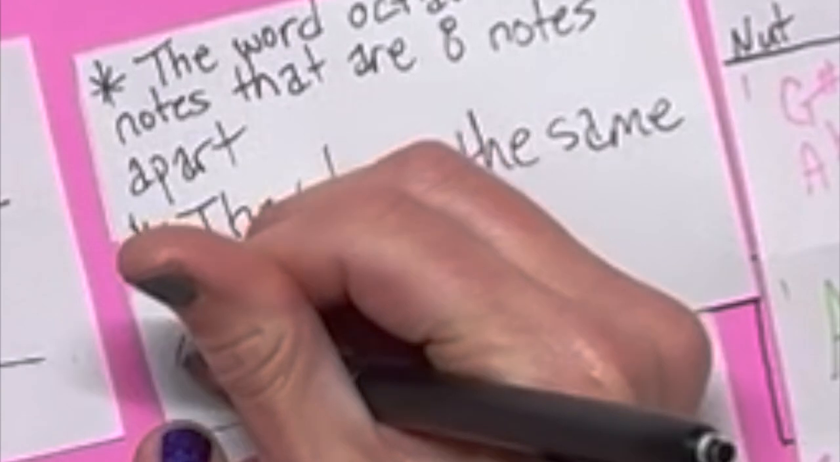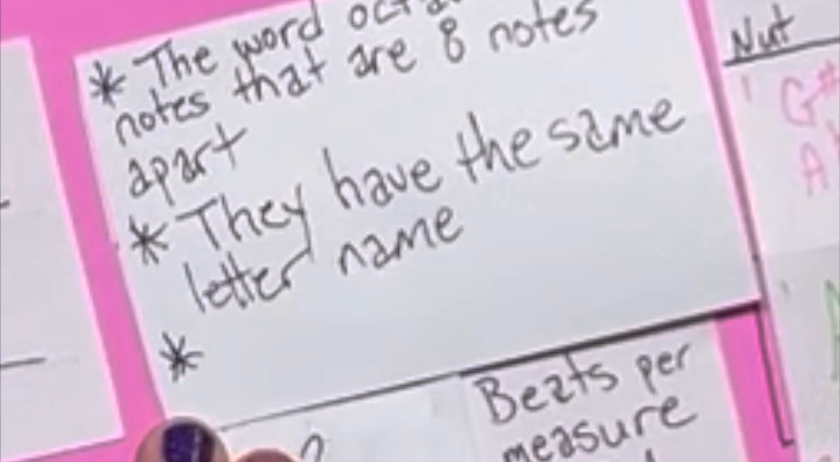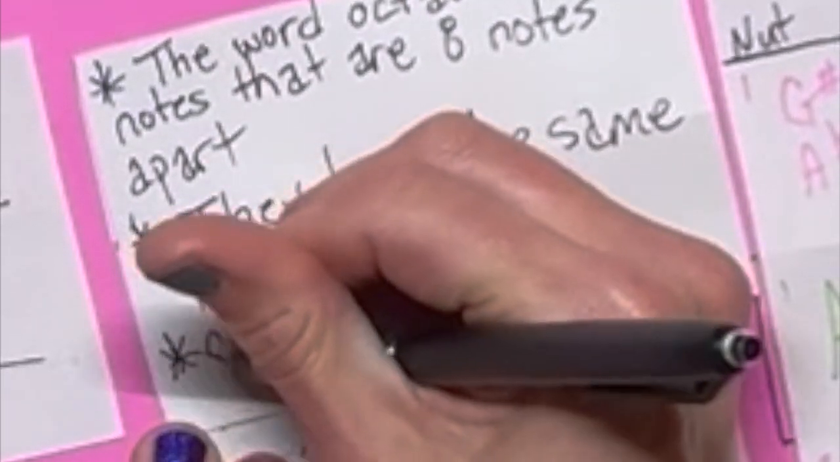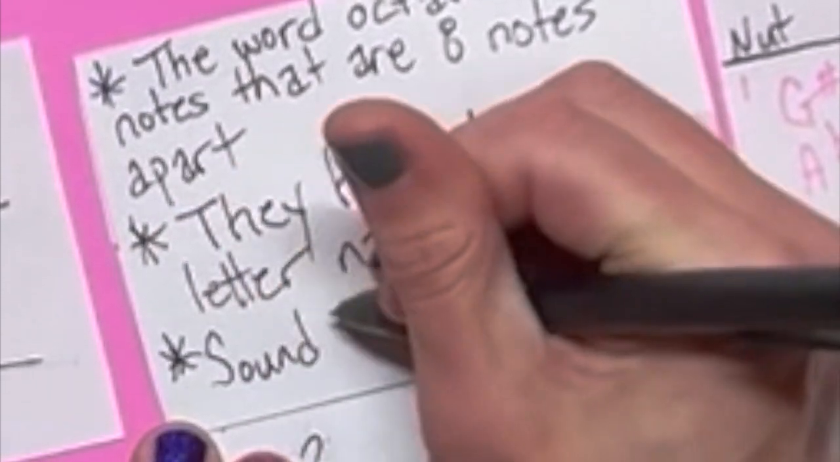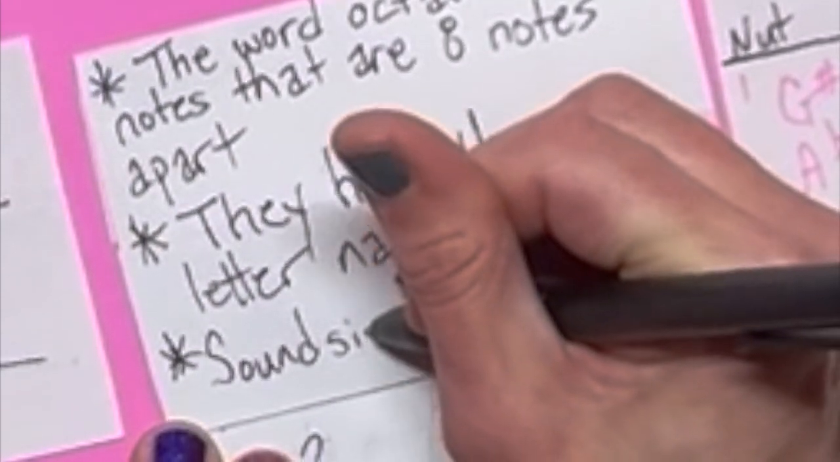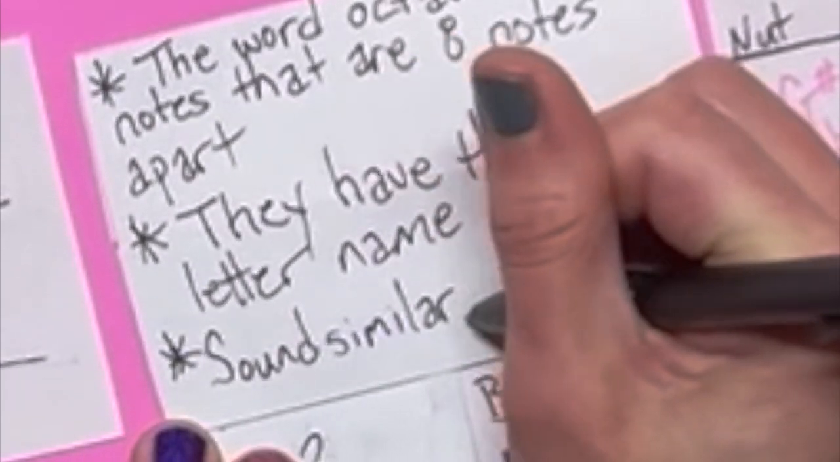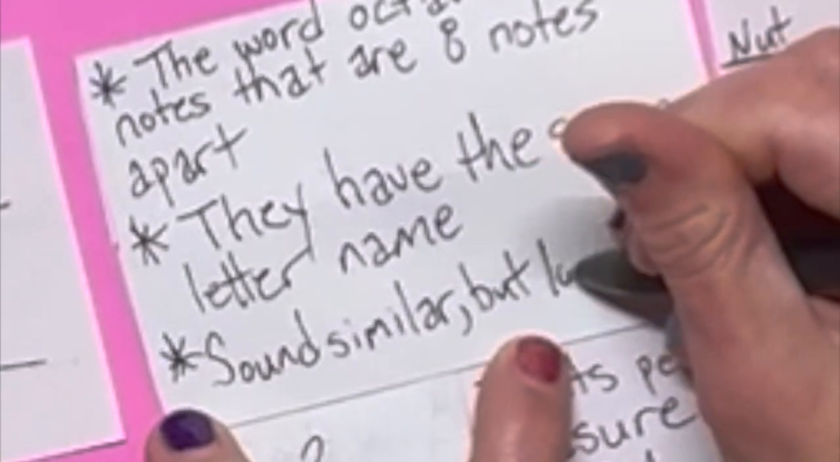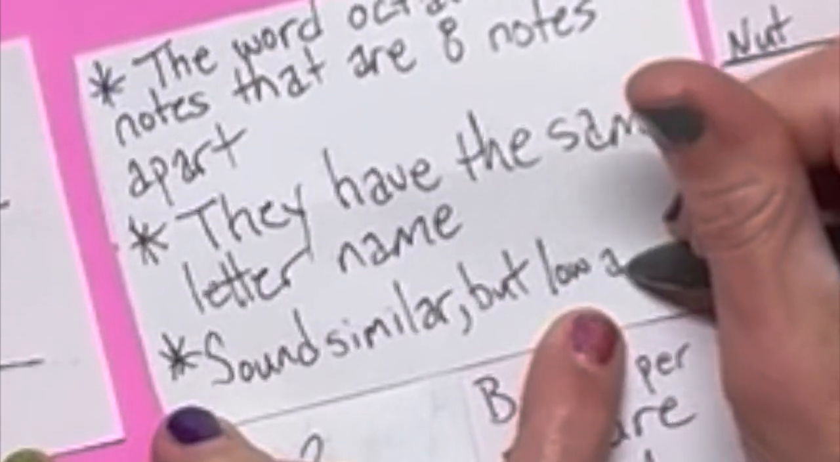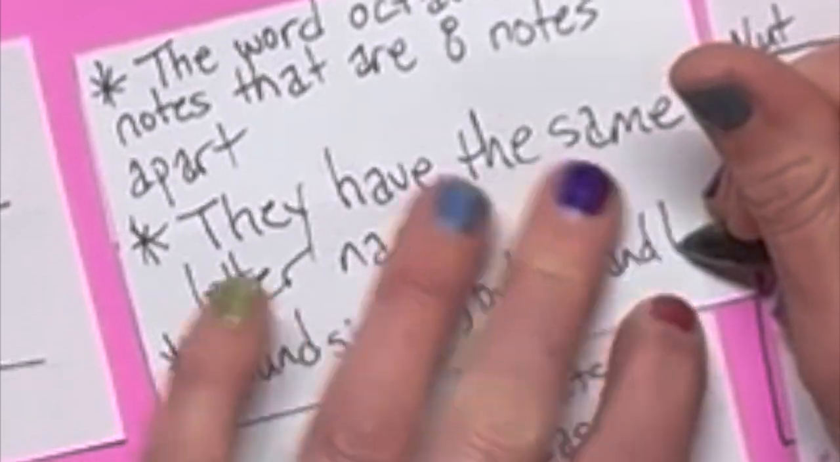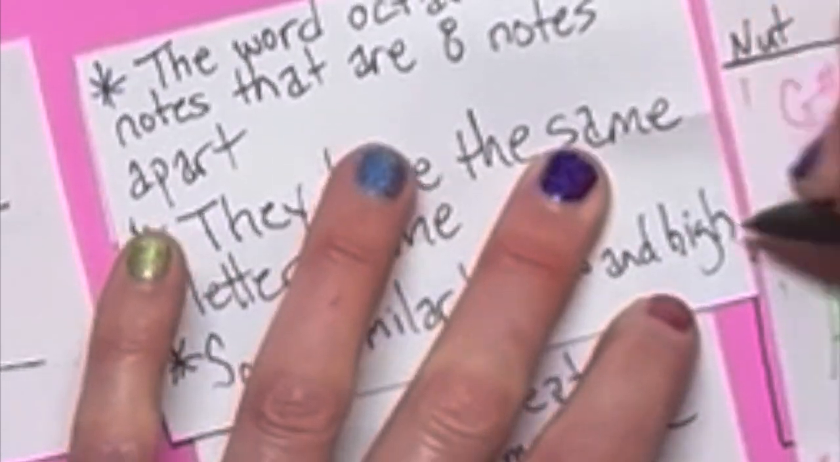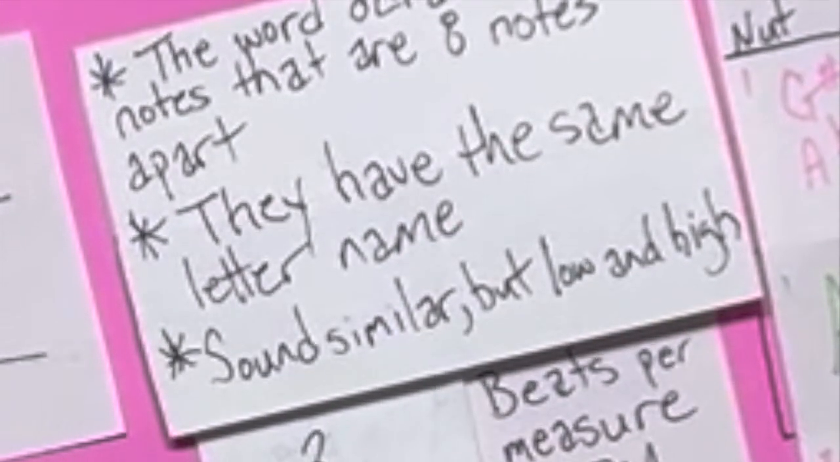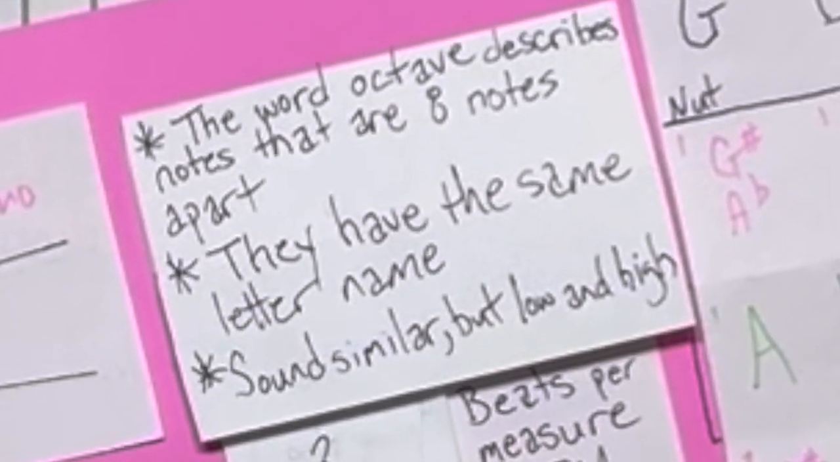And then finally, final asterisk. Here we go. They sound similar, but are a low and high version of each other. So we're going to write sound similar. We're just dropping the they there. Sound similar, but low and high. I had to put my paper down there to make it less unruly. There's that word again. All right.